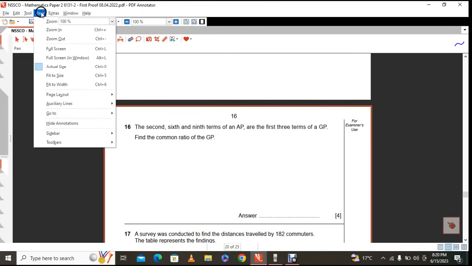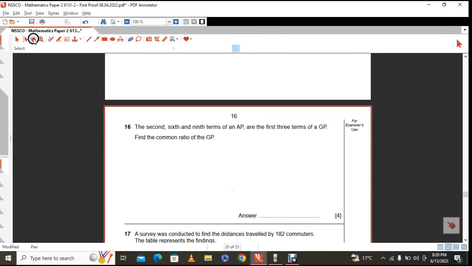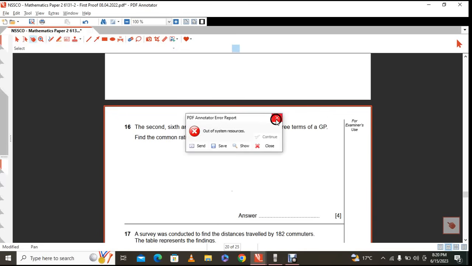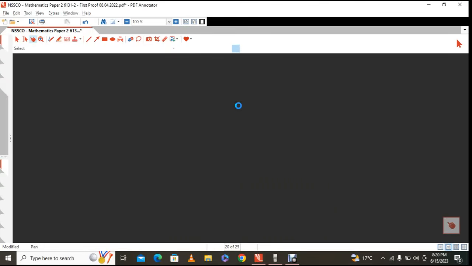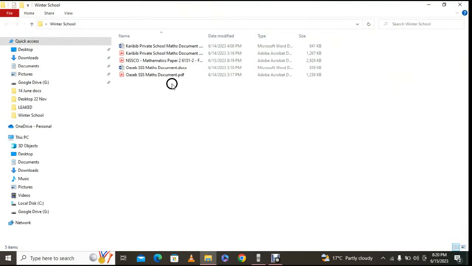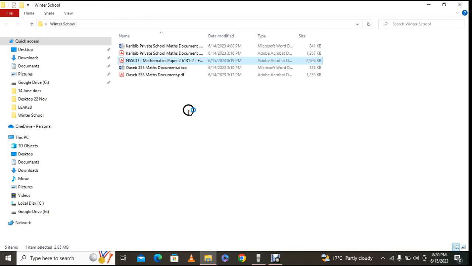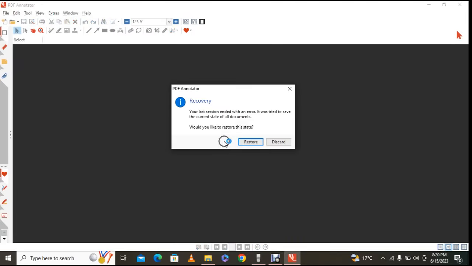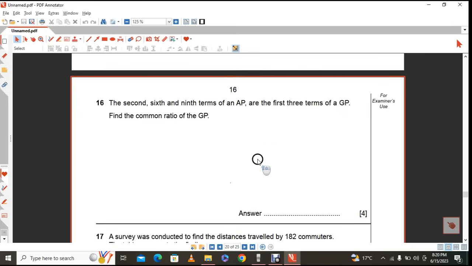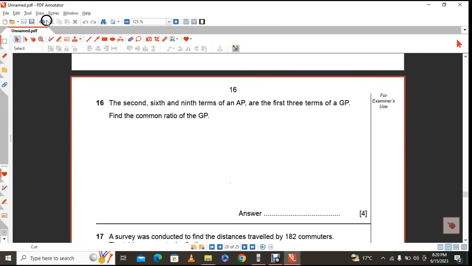Okay, where are the tools? Edit, insert, file, insert. Okay, let's do that. Don't mind that, it does that. I just have to open the document again. Luckily, I also saved it. Sometimes you do have these small glitches that appear. Let's restore. Okay, right, so you see that we haven't lost any work. So I'm going to come back to this question and see if it will work this time around.